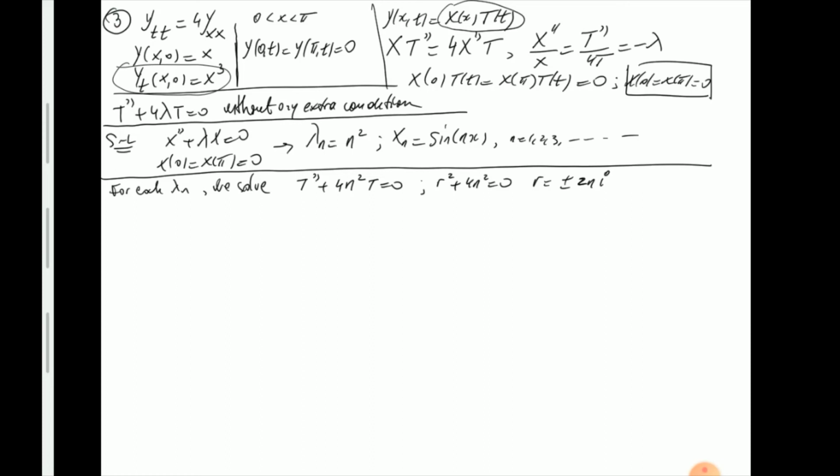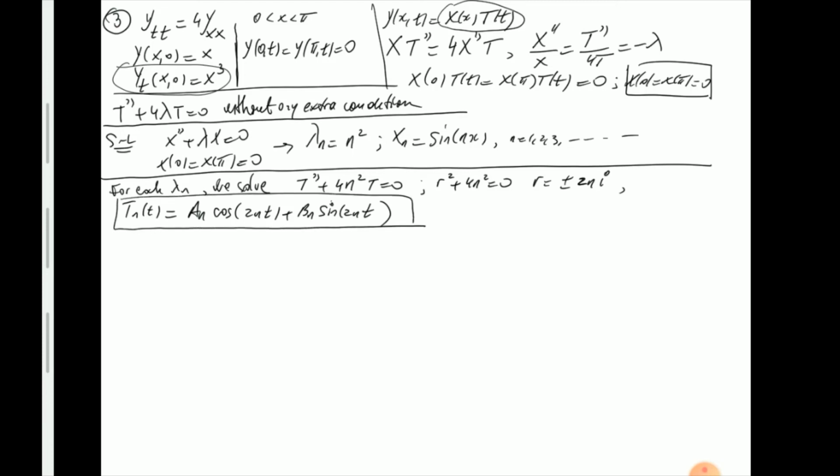And that means the solution for Tn of little t depends on two arbitrary constants, which we denote by an and bn. So we have an cosine of 2nt plus bn sine of 2nt. So previously, since we had zero velocity, we would impose that condition here. It was T prime of 0 or something like that. Here we don't have any extra conditions on big T.